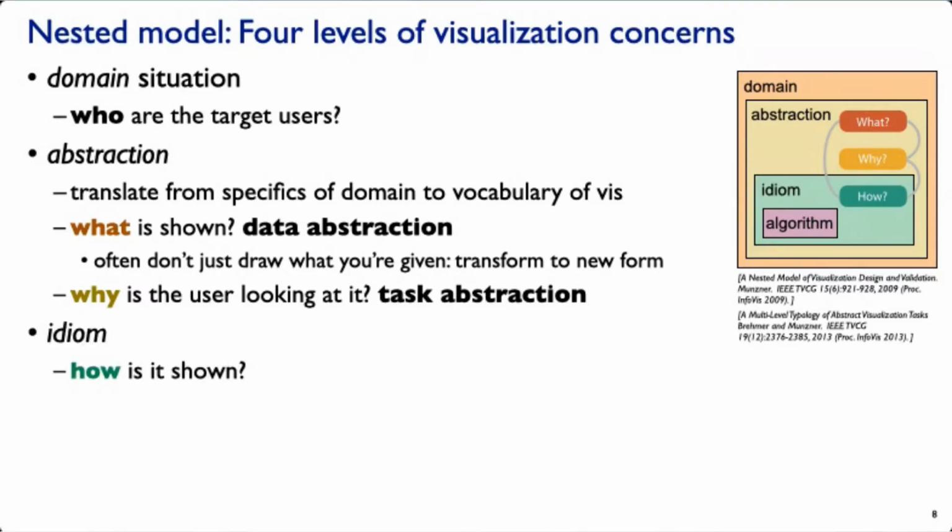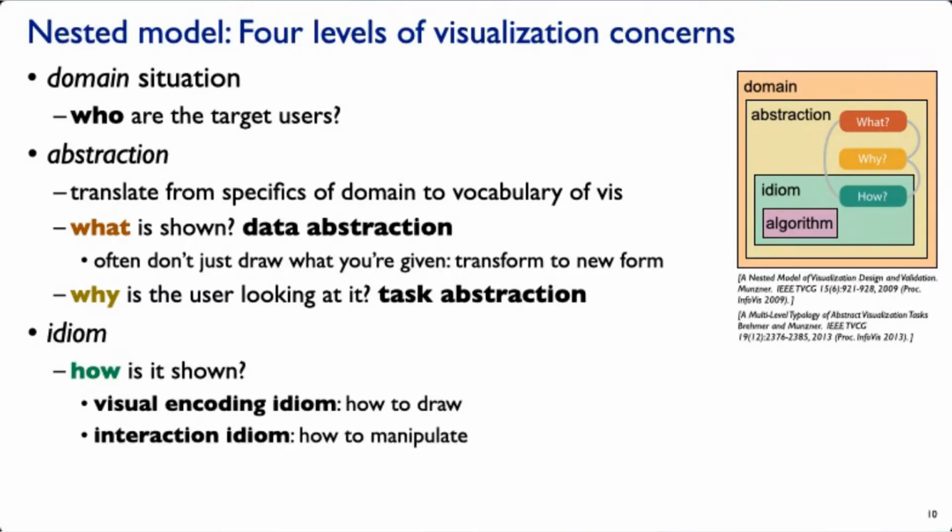And then we can address what I'll call the idiom level, which is, well, how is it being shown? How are we actually visualizing this data? And we'll think both about the visual encoding idiom, how to draw something, and then the interaction idiom, how to manipulate that drawing. And sometimes we have idioms that really do comprise both interaction and encoding, but sometimes it's more obvious where we just have one or the other. And then finally, we want to think about the algorithm level, where we've got efficient computation.